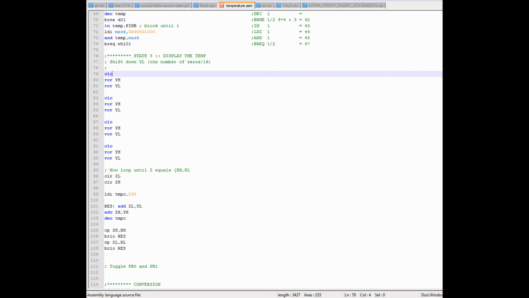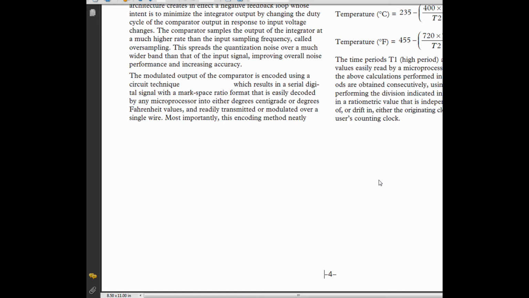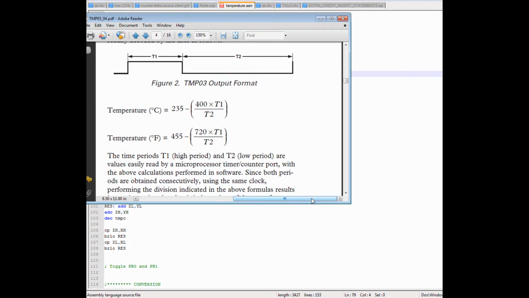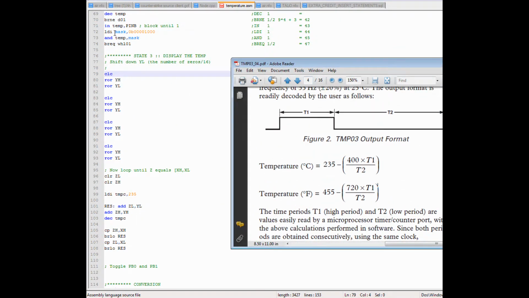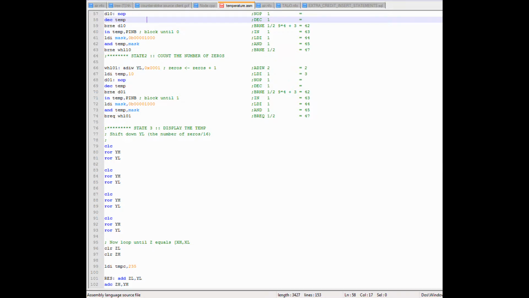Now what's interesting is the way you calculate the temperature is shown here with this equation. Let me get this on the screen. Temperature equals 235 minus 400 times T1, which is the 1s, divided by T2, which is the 0s. Now, instead of doing 400 times this number divided by this number, we want to try to avoid using large numbers, especially if we were to be counting. If we weren't to have these no-ops here, we'd be counting a lot larger numbers, and we don't want to have an overflow error or anything like that.